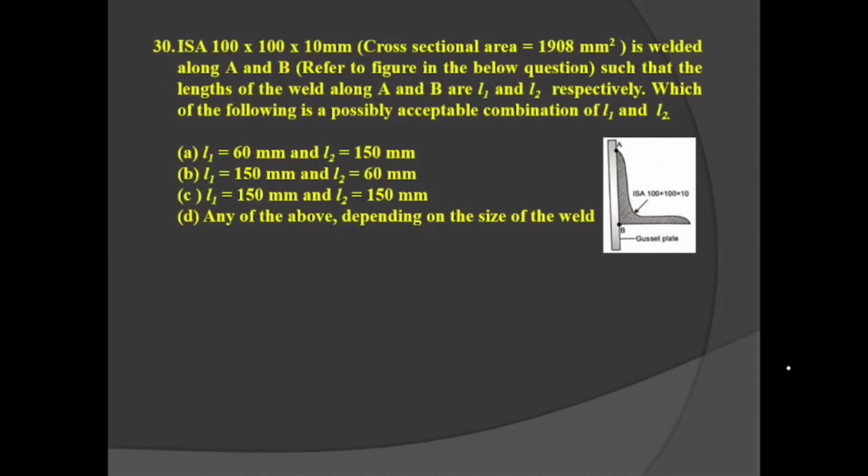An Indian standard angle section 100 by 10, having the cross section shown, is welded along A and B. This is the heel of the angle, and this is the toe of the angle, such that the lengths of the welds A and B are L1 and L2 respectively. Now we have to calculate the value of the length of the weld.